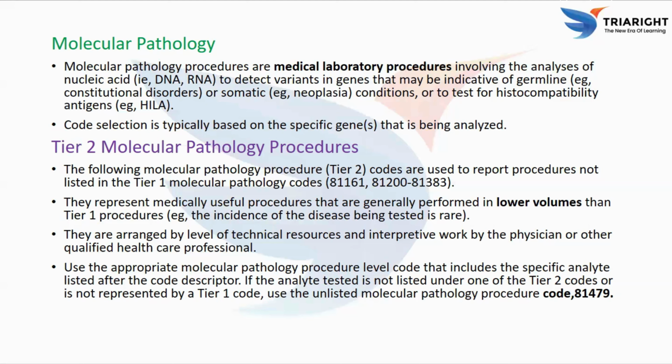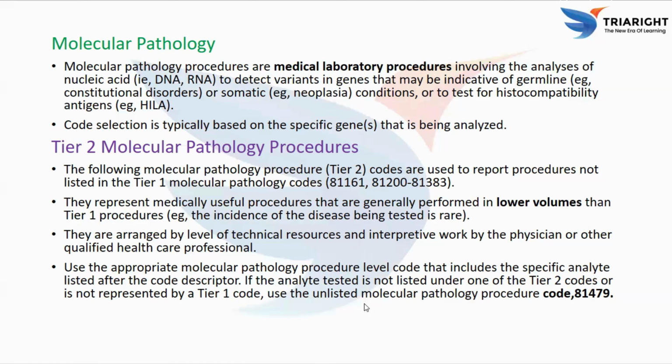So what if the gene isn't listed? If the gene is not in Tier 1 and not listed under any Tier 2 code, you have to use 81479, which is the unlisted molecular pathology procedure. This requires detailed documentation as well as a manual peer review.